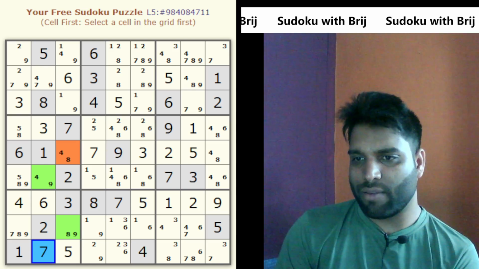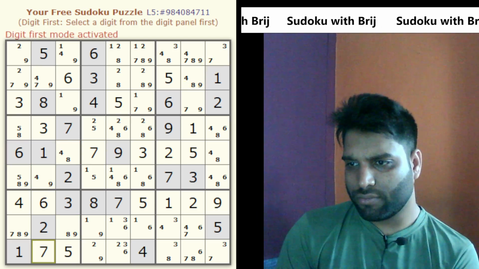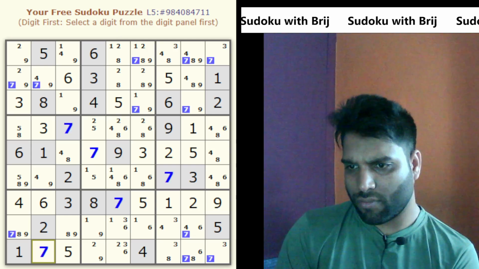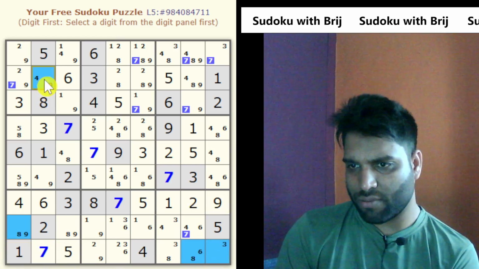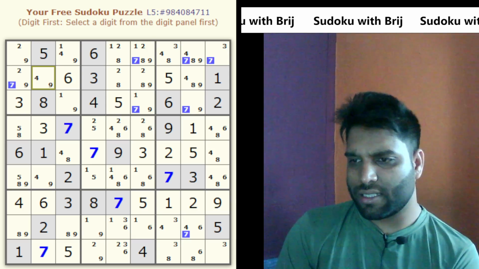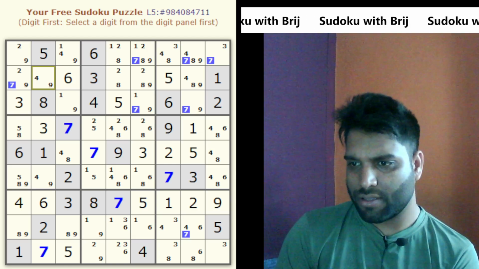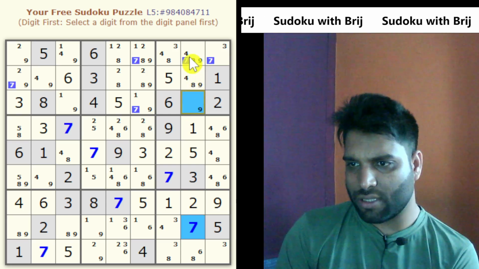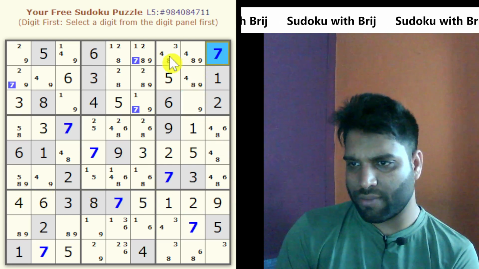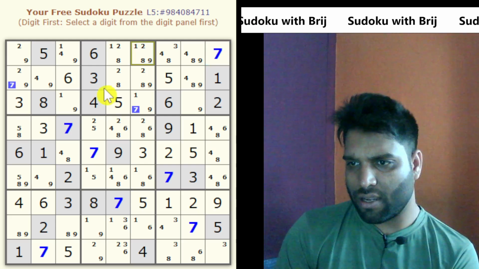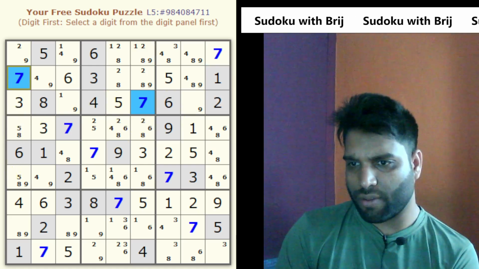So the only possibility remaining in this blue cell is 7. So we can eliminate the 7s from this cell, and also from these two cells, and also from this cell. So now I think this puzzle is reduced and is giving some hints. So this cell should be 7, so these two cells cannot be 7. Now I can say this cell should be 7, so this cannot be 7. And now this should be 7 actually, and this also should be 7. So now we have solved for 7.